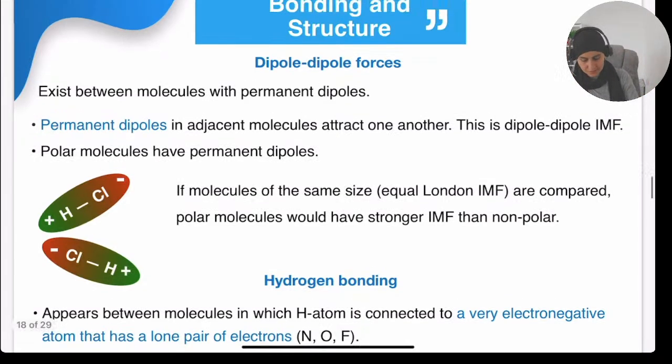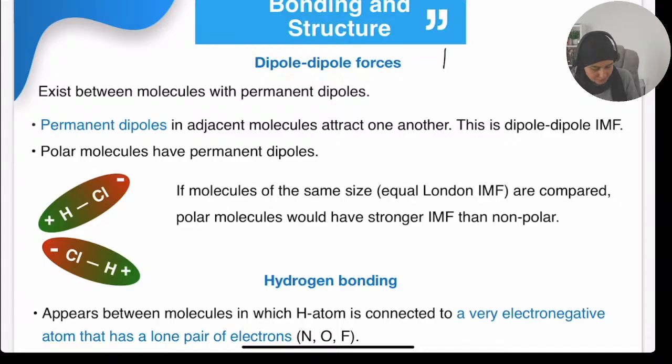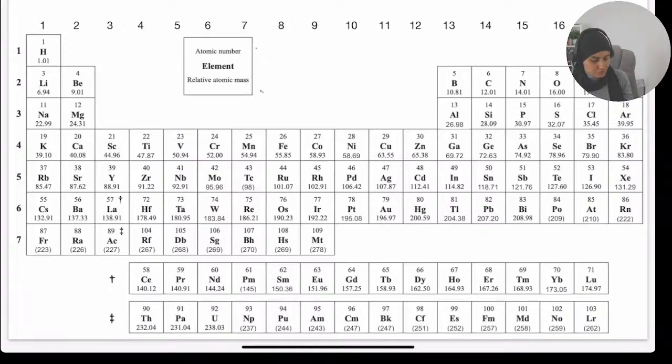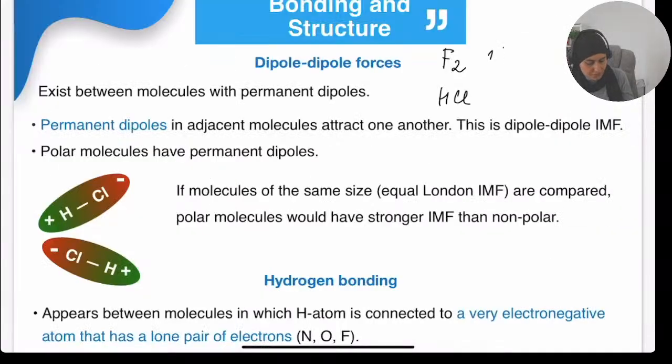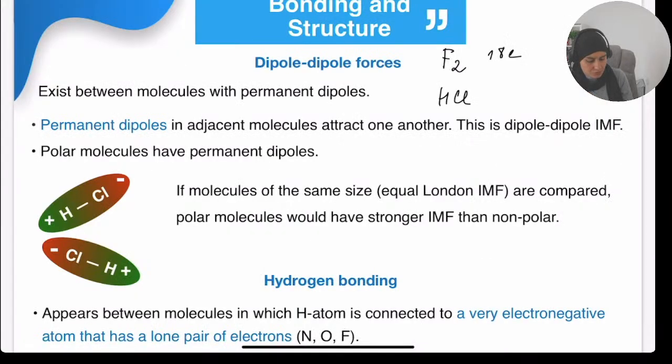What do I mean? Let's say we're comparing, for example, F2 and HCl. If you think about the strength of intermolecular forces between F2 molecules and separately between HCl molecules, which would have stronger intermolecular forces? Well, F2 is a non-polar molecule. HCl is polar, right? But they have approximately equal numbers of electrons, because F has 9 electrons, so F2 has 18 electrons. HCl has 17 plus 1, so also 18 electrons.